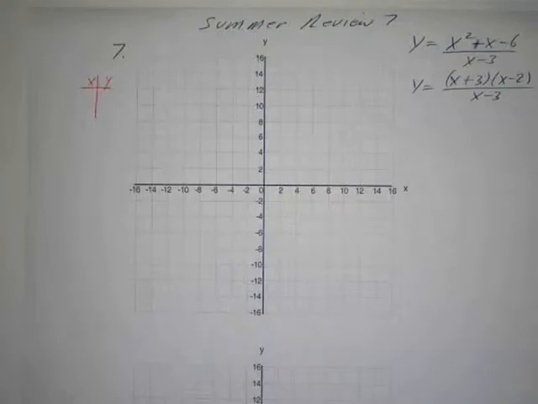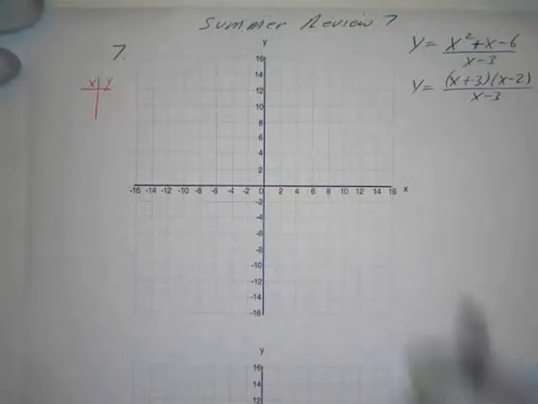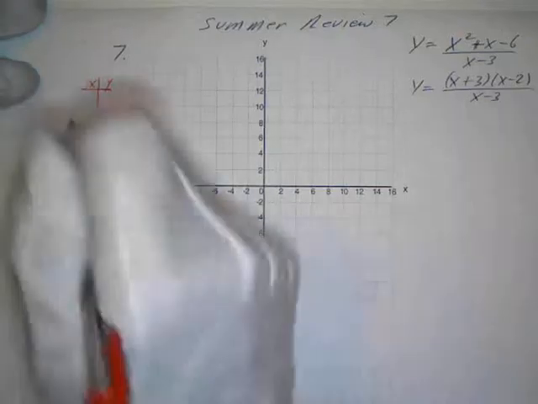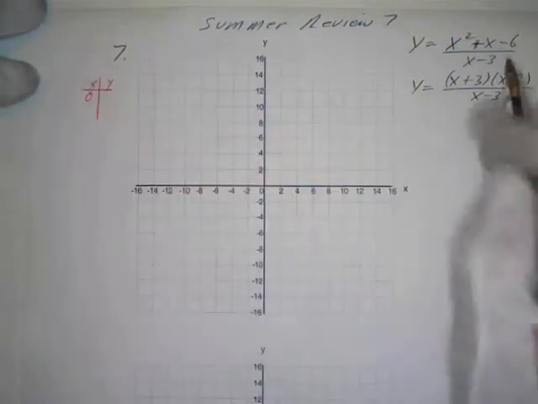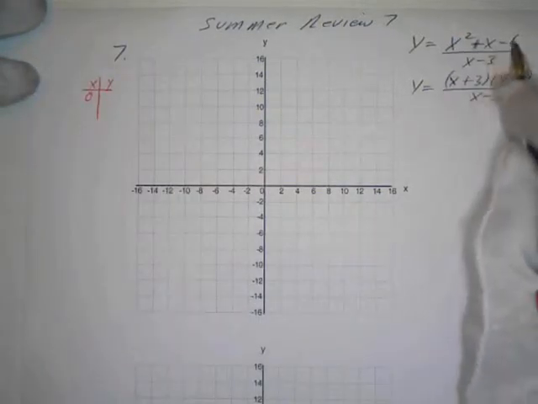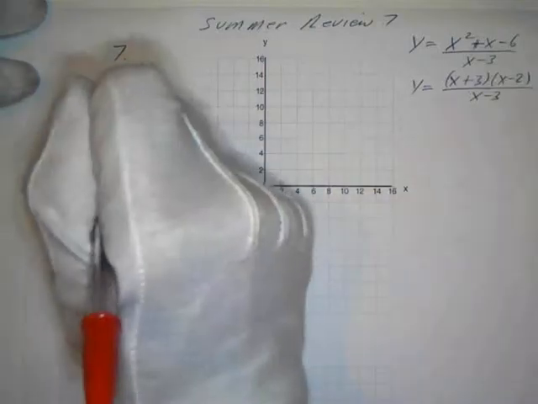So here's number 7 from Summer Review 7, and this is y equals (x squared plus x minus 6) over (x minus 3). I factored the top, if anything, just to help me with my zeros, because anything that makes the top 0, not the bottom, will make y 0. Let's start with what happens when x is 0. When x is 0, what do we get? Well, that's going to be negative 6 over negative 3, which is just 2.